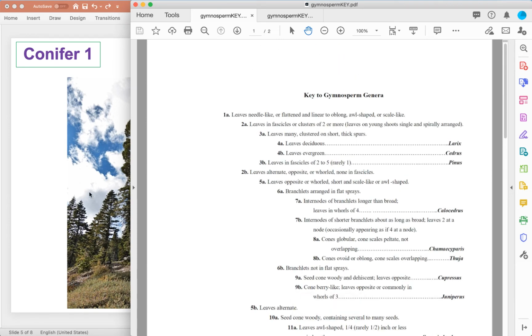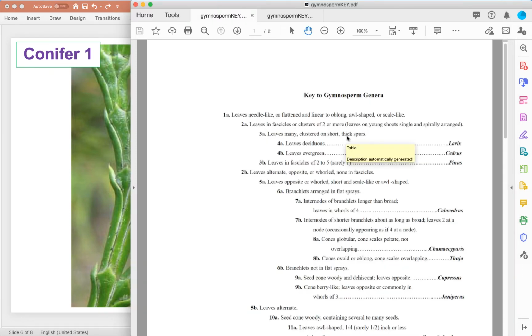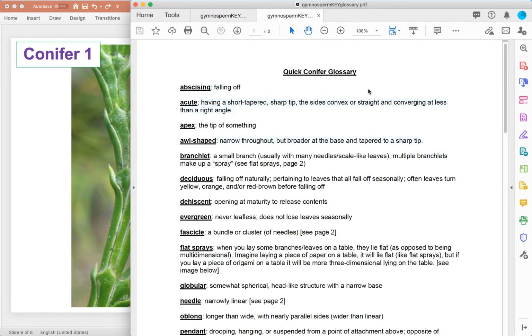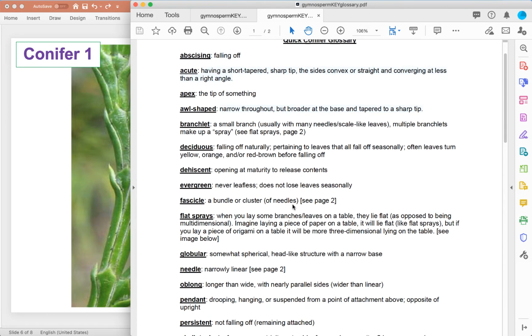Well, going back to our pictures, I feel like they do remind me of little scales, but I'm not totally sure what they mean by linear or scale-like. There's another file that you'll be downloading, a quick conifer glossary, and it's got most of the terms I think you'll encounter on this gymnosperm key. So, for example, here's awl-shaped: narrow throughout but broader at the base and tapered to a sharp tip. Okay, interesting.